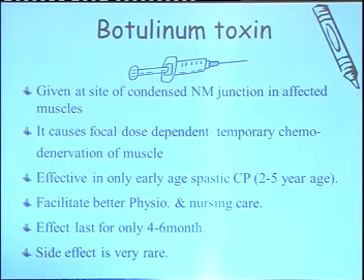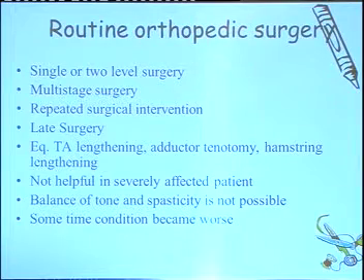Now how does this toxin act? Given at the site of condensed neuromuscular junction in affected muscles, it causes focal, dose-dependent temporary denervation of muscle for a period of 4 to 6 months. During this 4 to 6 months, you can stretch the muscles, correct the joint deformity and brace it. Side effects are very rare, so you can try it. You can try once or twice and achieve reasonable success, especially in 2 to 6 years. Then you don't require anything except braces and rehabilitation of the child.